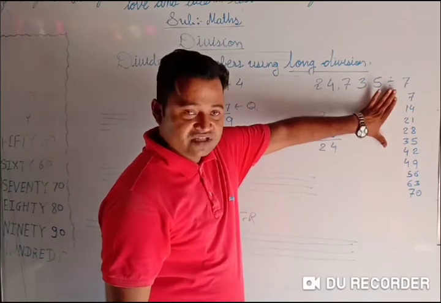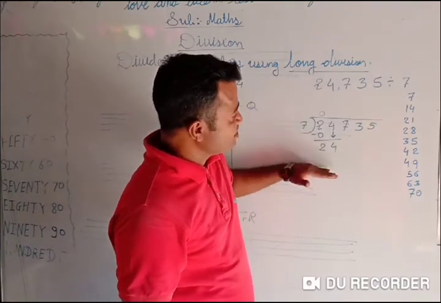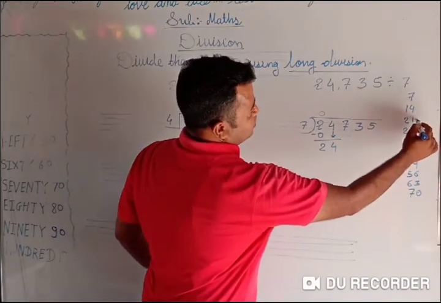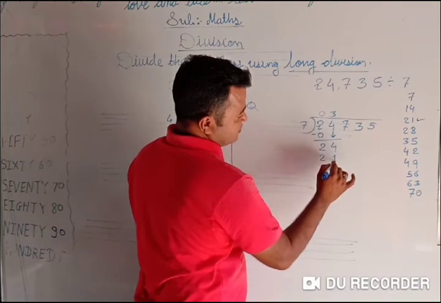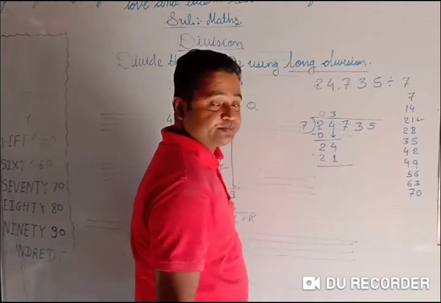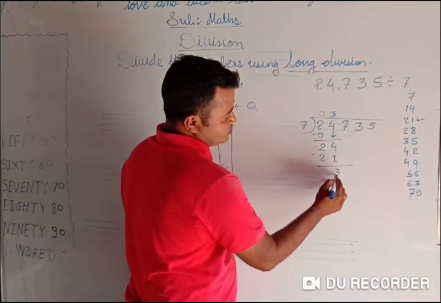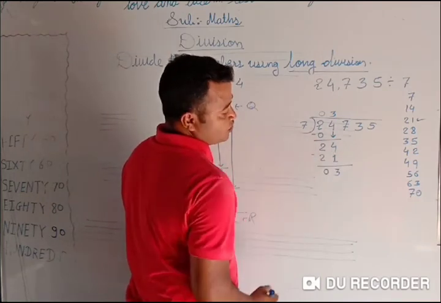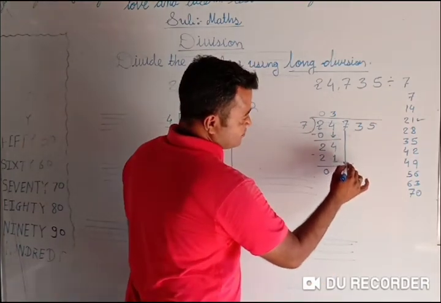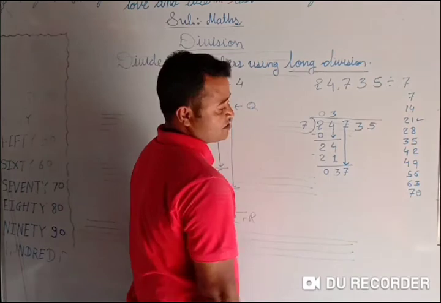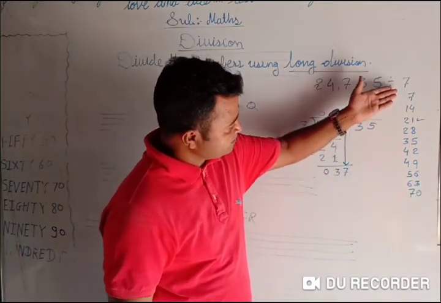Does 24 come in the 7 times table? No. So the number which is smaller than 24 is 21. 7 threes are 21. So let us subtract it. 4 minus 1, the answer is 3. 2 minus 2, 0. So the next step is I have to bring down the next number straight down. So it becomes 37.